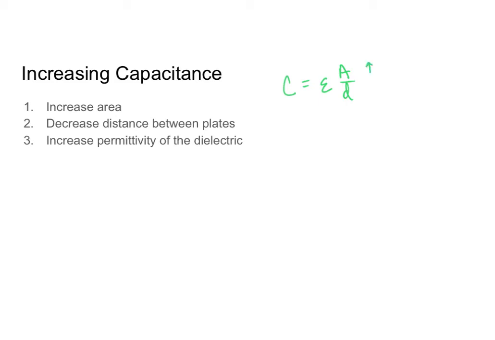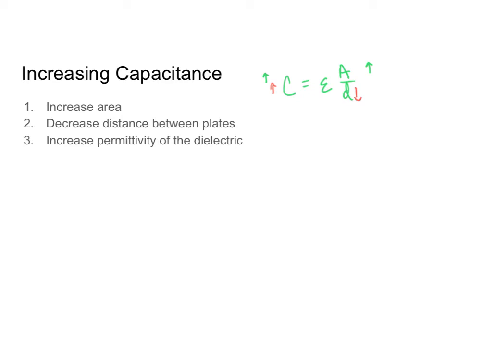So this side will go up, so this side will have to go up. Similarly, if we increase our distance, the entire right side of our equation will get smaller and our capacitance will also decrease. Therefore, decreasing the distance between our plates is going to increase our capacitance.